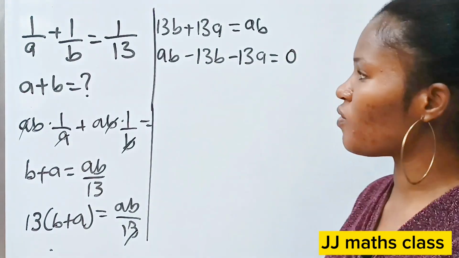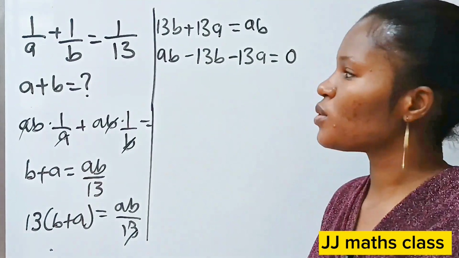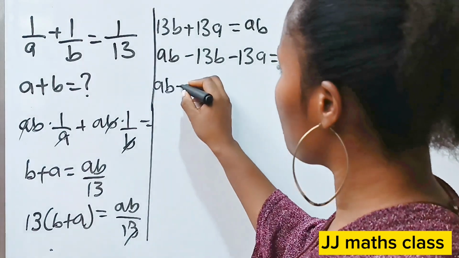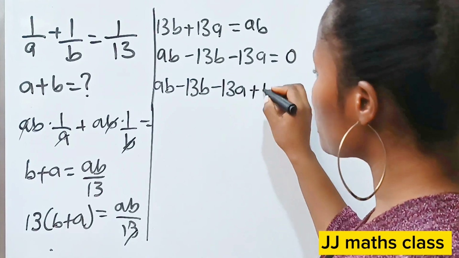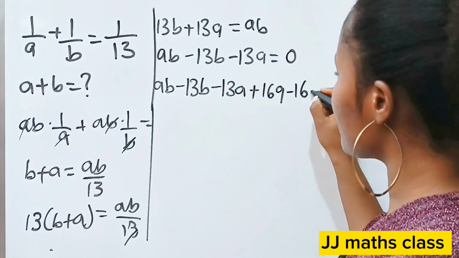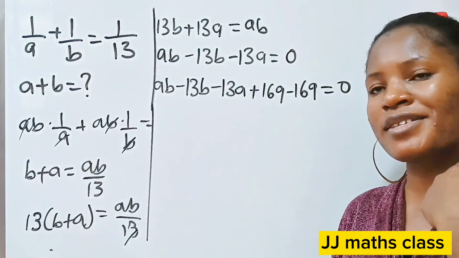Now if we want to factorize this, we really need something that we are going to use to factorize this side. This is what I mean. I'm going to add 0 to this, so I have ab minus 13b minus 13a, now plus 169 minus 169. This is still 0, so we have not added anything. Now you are going to see why.